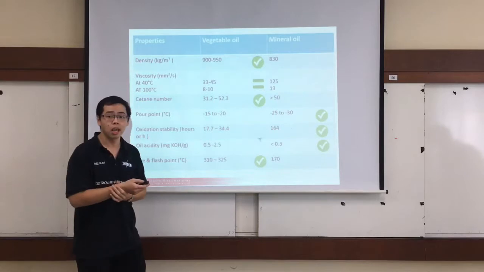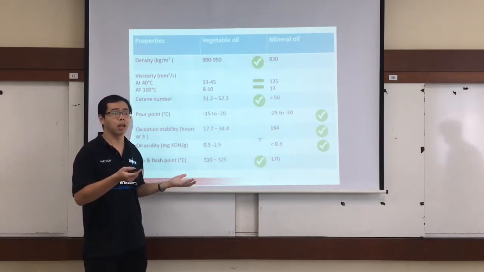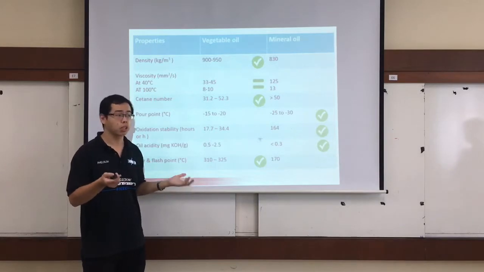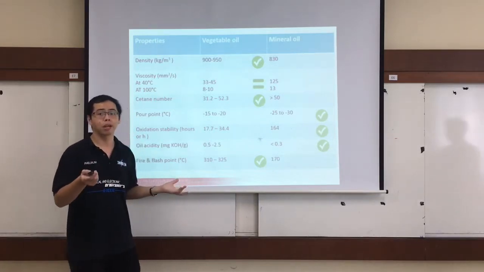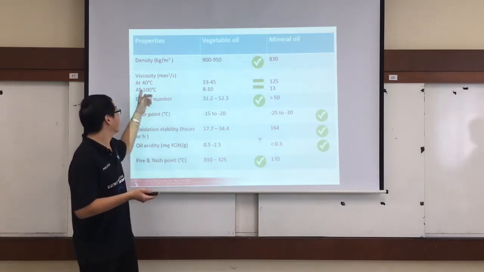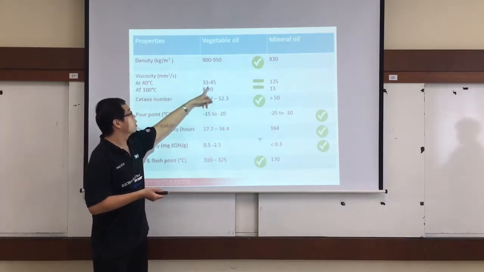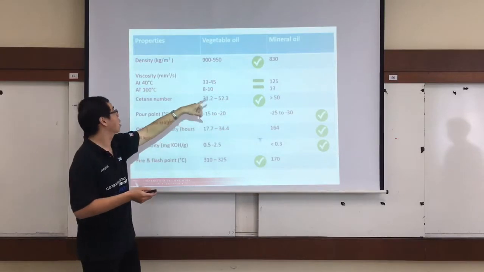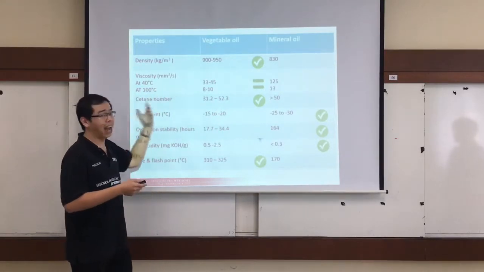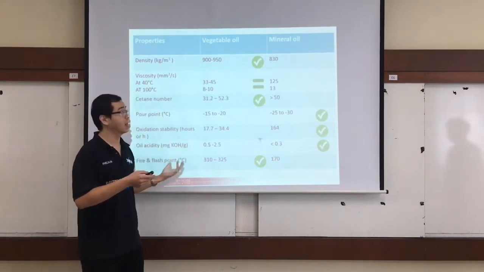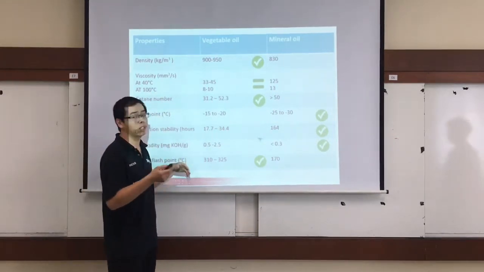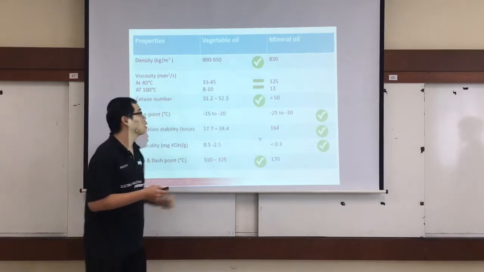Then the viscosity. Viscosity will influence the heat transfer ability of the oils. The higher the viscosity, the lower the breakdown strength of the oil. So at 40 degrees Celsius, the mineral oil has lower breakdown strength than vegetable oil, but at higher operating temperatures like 100 degrees Celsius, there's not much difference between the two oils, so it's equal.